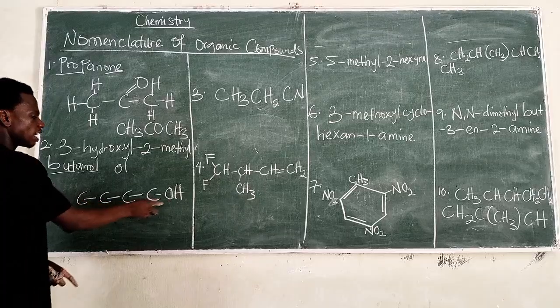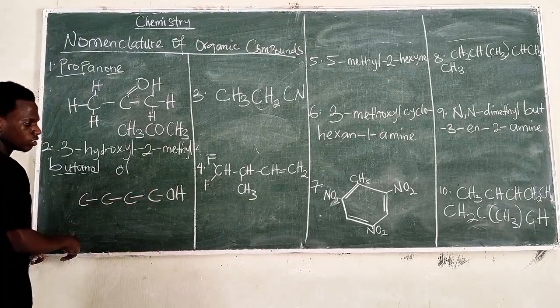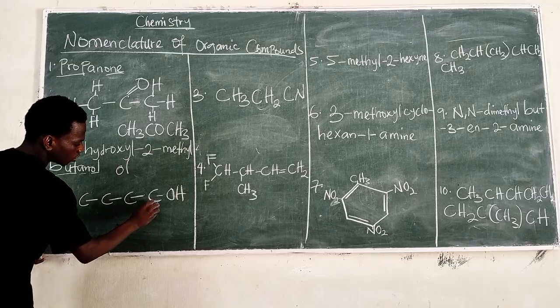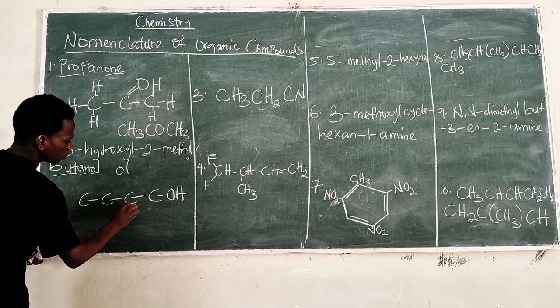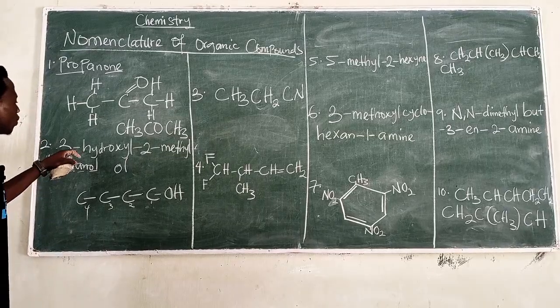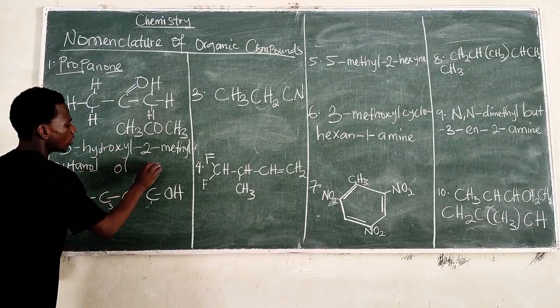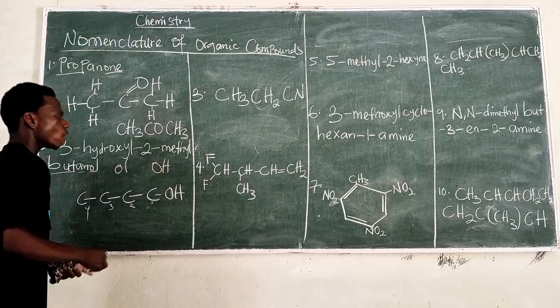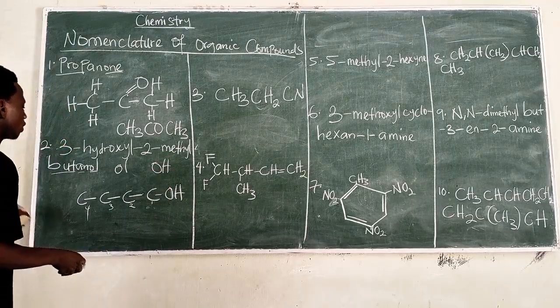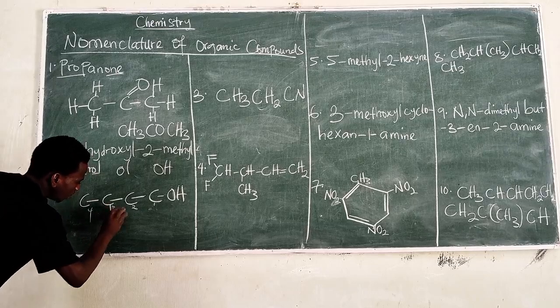Since we have added OH at this position, this will be our carbon 1 because it takes priority over everything in this compound. So if this is our carbon 1, then we have carbon 1, 2, 3, and then carbon 4. On carbon 3, we have a hydroxy. Hydroxy is an OH, an alcohol, coming as a substituent. So we have OH on carbon 3.